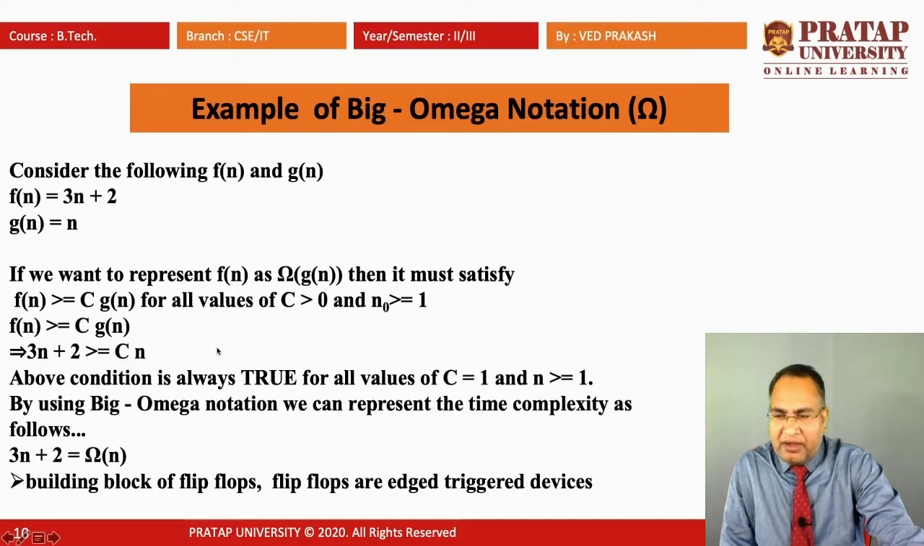Now we solve this inequality using the values of C and n0. The above condition is true for C equals 1 and n greater than or equal to 1. So, by using the big omega notation, we can represent the time complexity as below: F(n) equals 3n plus 2 is omega of n.